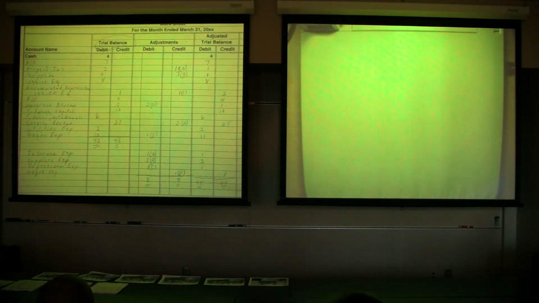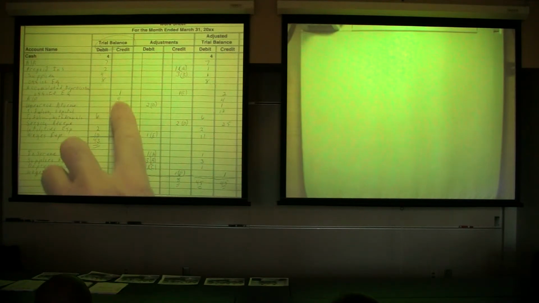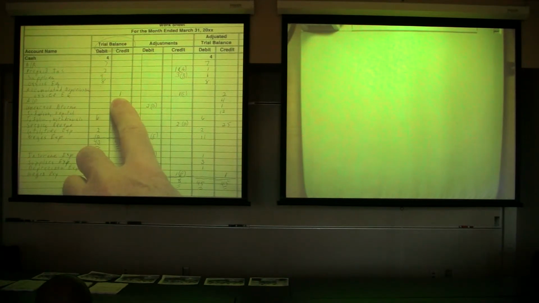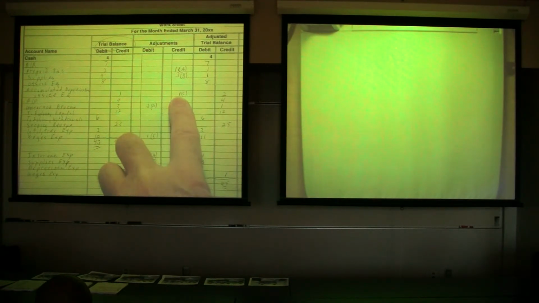Now, the next, yeah. Katrina? Why is it that the accumulated depreciation is 2, then the depreciation expense is only 1? Because the other one came from a previous period. So in a previous period, we had a depreciation expense of 1 also. So that established, in the previous period, we debited depreciation expense for 1, credited accumulated depreciation. That's where this was, right? Okay. Now, we've incurred another one for a total of 2.